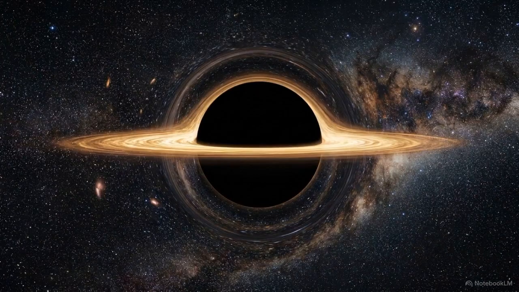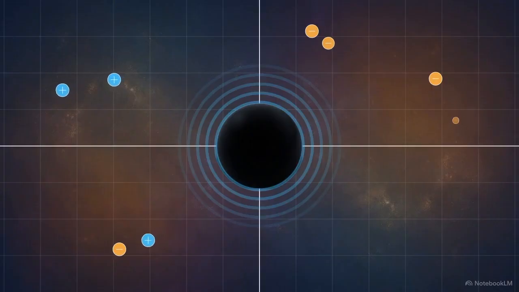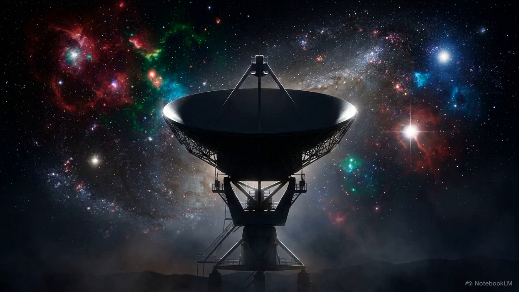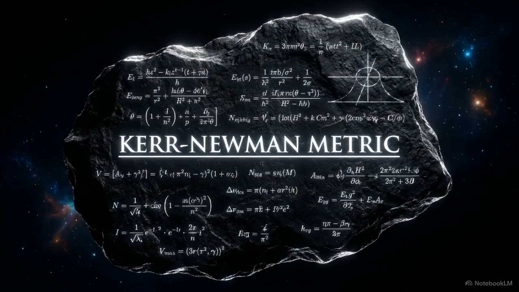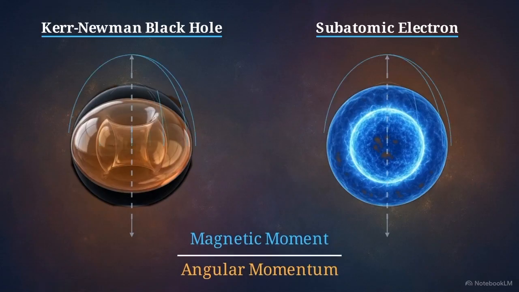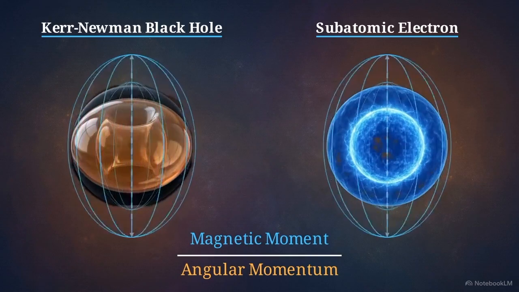In a practical sense, real black holes are unlikely to hold a significant electric charge. They typically neutralize by attracting matter with an opposite charge from their environment. This raises a question. If highly charged black holes don't exist in space, why is this specific metric so important to modern physics? The answer lies in the gyromagnetic ratio, the relationship between magnetic moment and angular momentum.